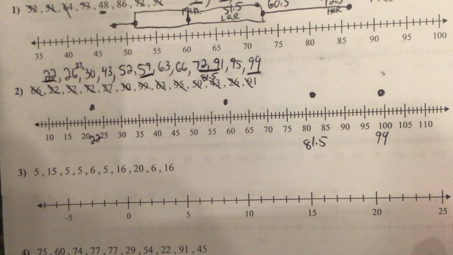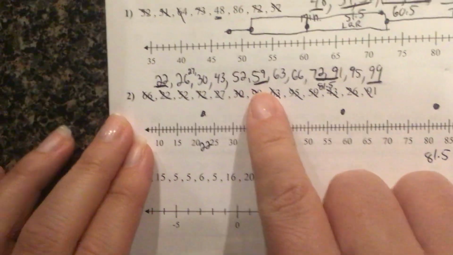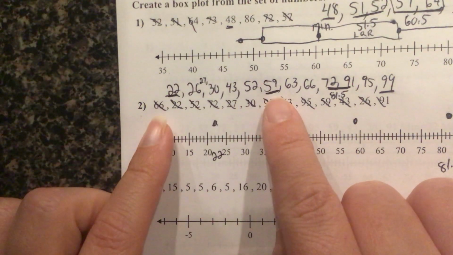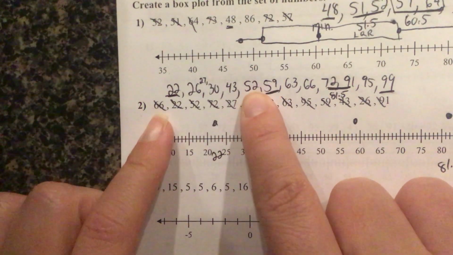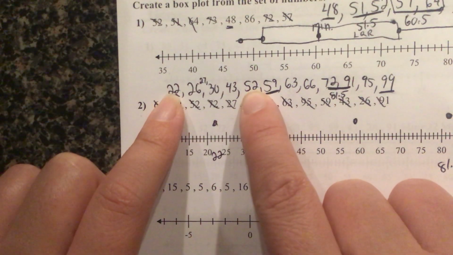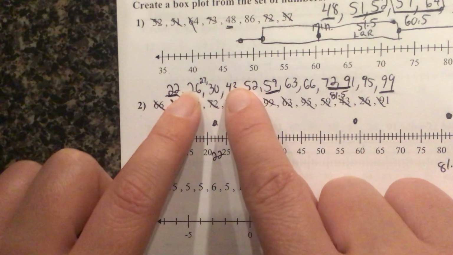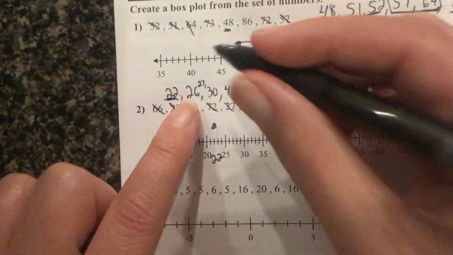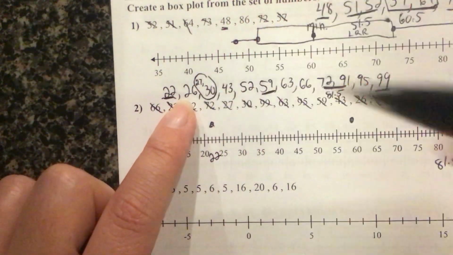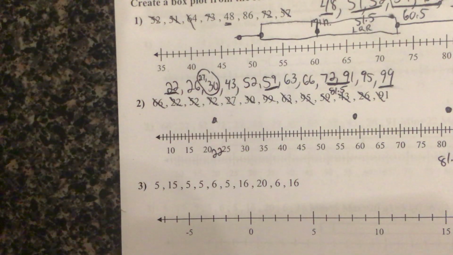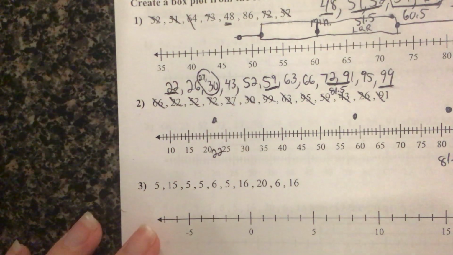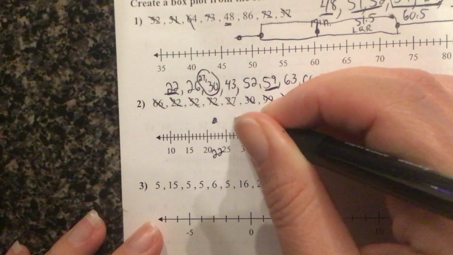All right, so next we're going to find our LQR. Remember, since there was 1 median, you do not put your finger on it. Just put it on 52 and 22. Okay, so bring your fingers in to 26 and 43. And then your 2 in the middle is 27 and 30. Add 27 and 30 and then divide it by 2. And you should get 28.5, which would be about here.